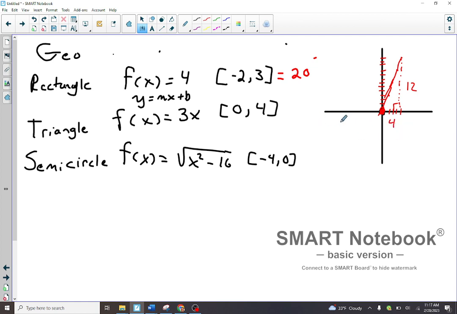The formula for a triangle is base times height, so base times height divided by 2. 12 times 4 divided by 2. That ends up being 28.